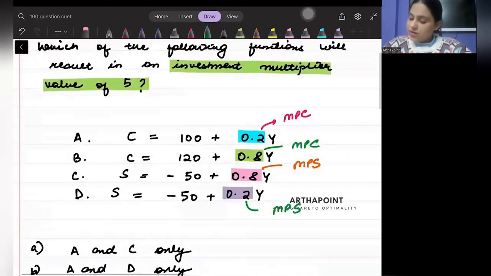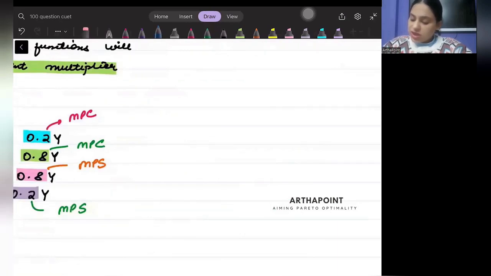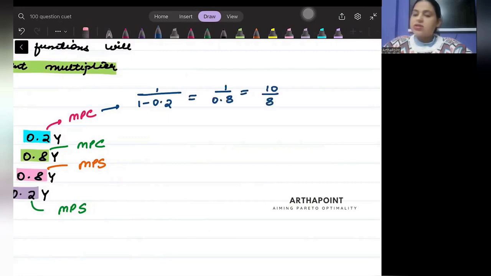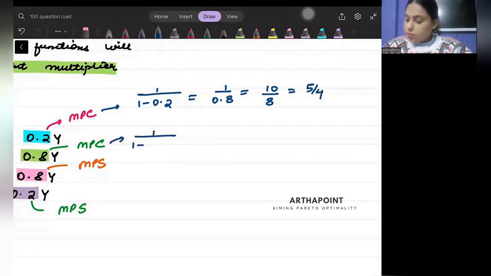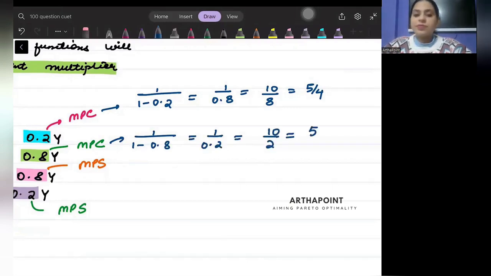So if I have to find the multiplier from here, what will the multiplier be? 1 upon 1 minus 0.2, 1 upon 0.8, 10 by 8, which is 5 divided by 4. What will be the multiplier from here? 1 upon 1 minus 0.8, 1 upon 0.2, 10 divided by 2, that means 5. What will be the multiplier from here? 1 upon 0.8, because MPS is given directly. So 10 by 8, that means 5 by 4.